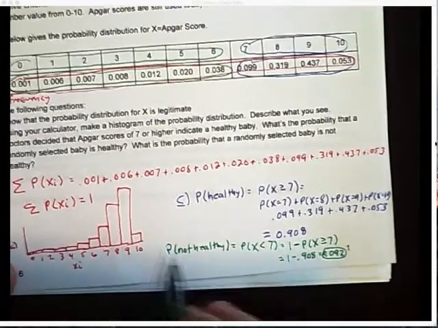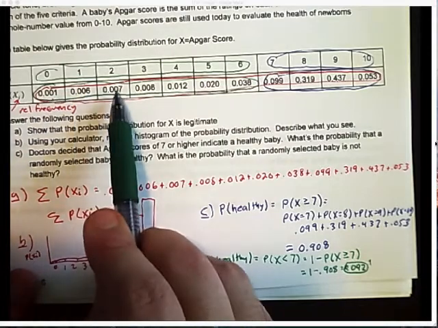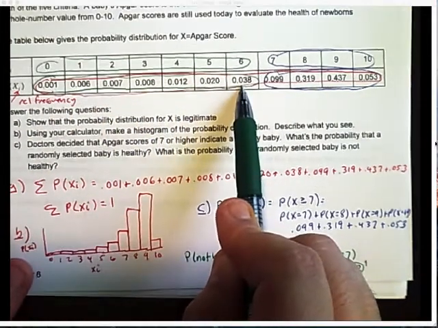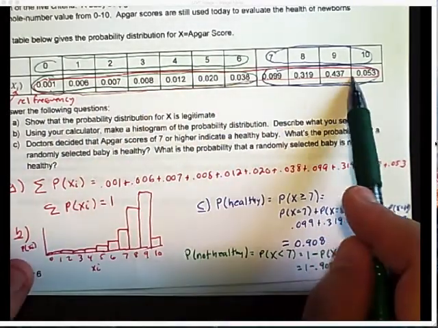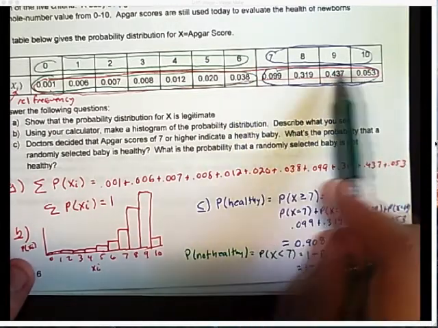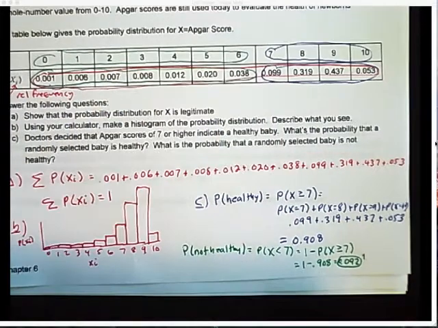That would be exactly the same thing as if you added this, plus this, plus this, plus this, plus this, plus this, plus this. Because all together, these things add up to 1. We already know that that makes up 90.8%. So how much does this have to make up? 9.2%, which is this number right here.